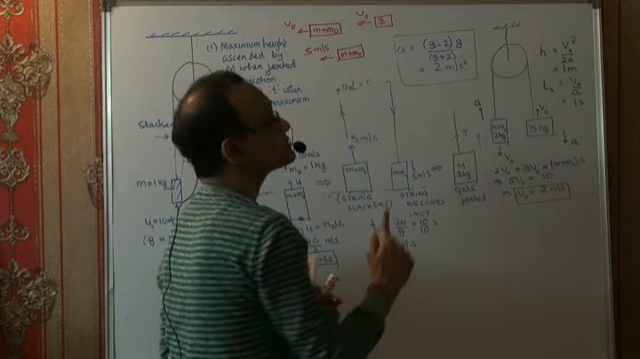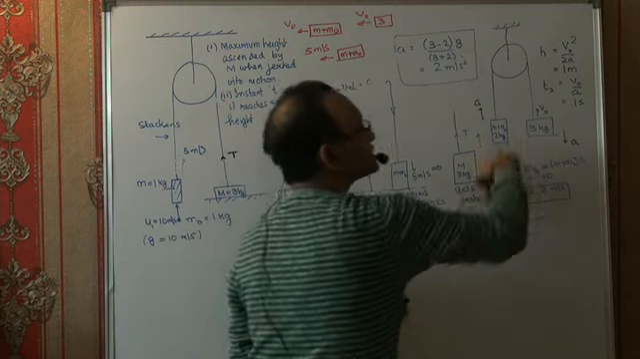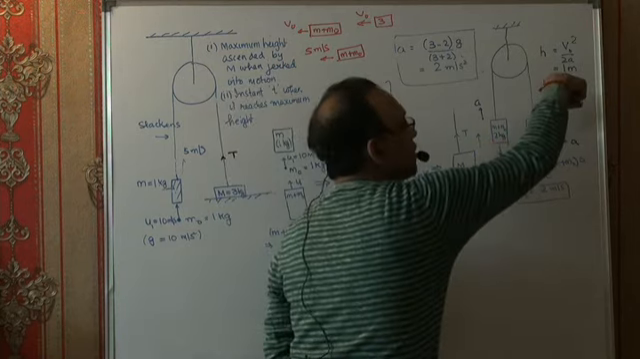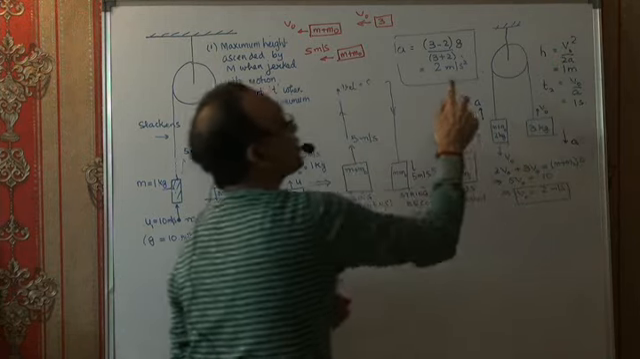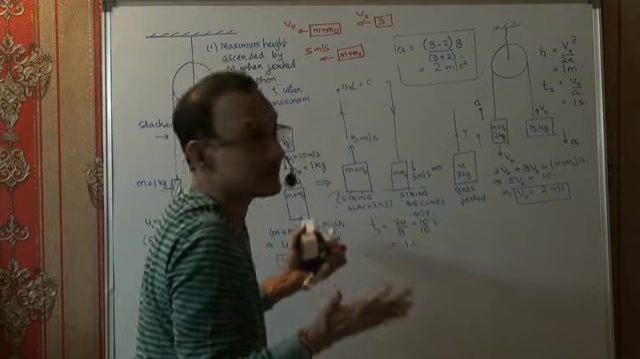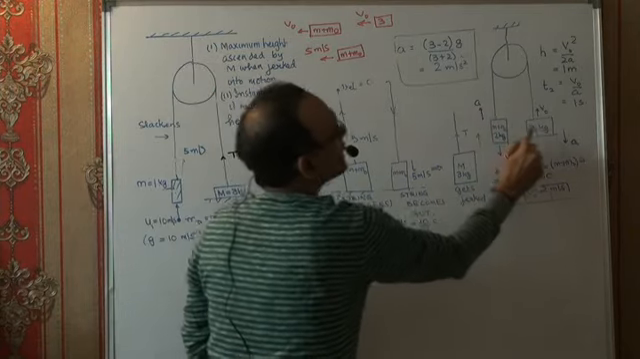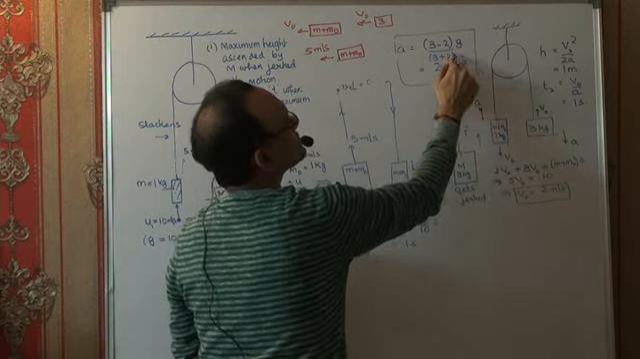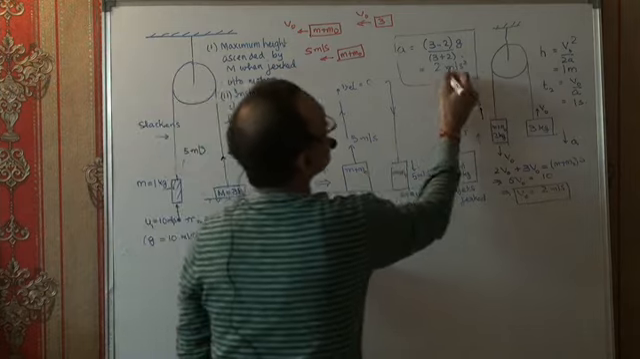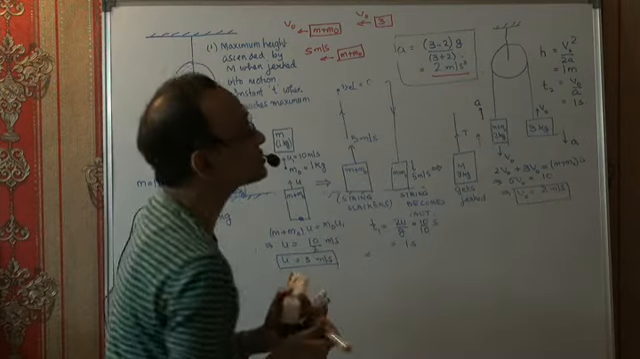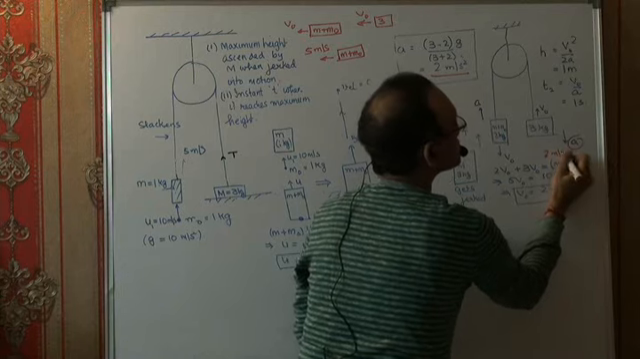Having said this, this being heavy and this being light, even though they are moving in this direction, the acceleration of the 3 kg block would be downwards, and the acceleration of the lighter block would be upwards. So both masses will retard. And what is the value of the acceleration? (m2 minus m1) by (m1 plus m2) into g, which turns out to be 2 meters per second squared, downwards.